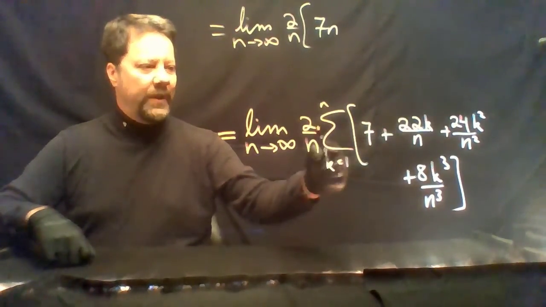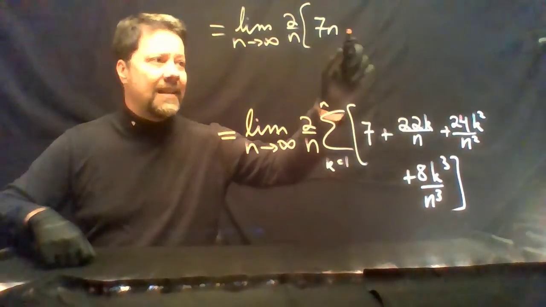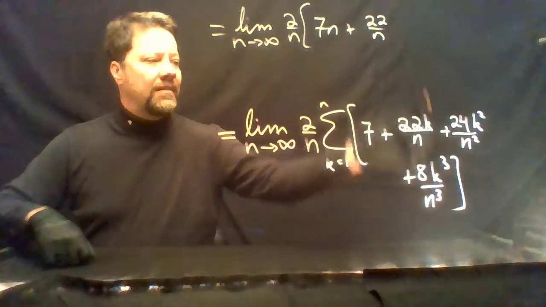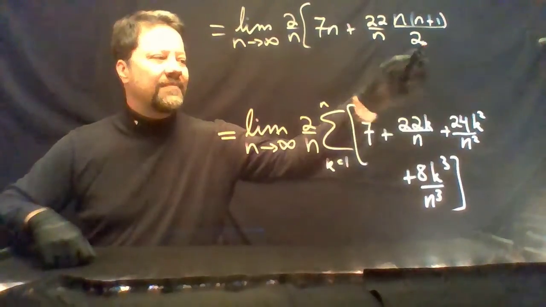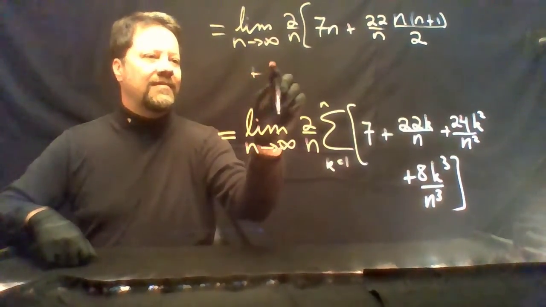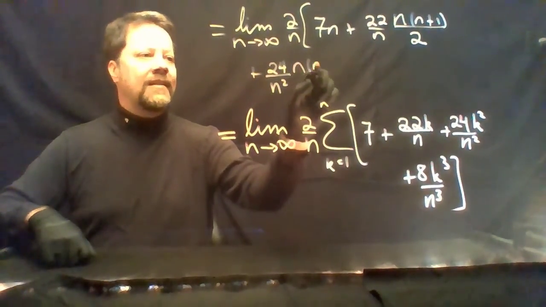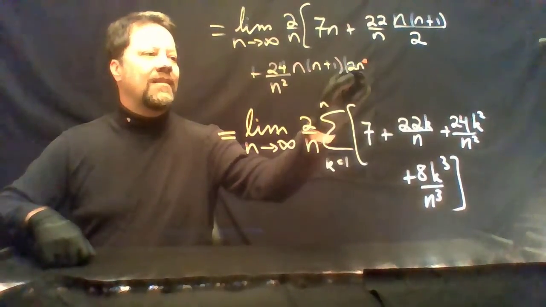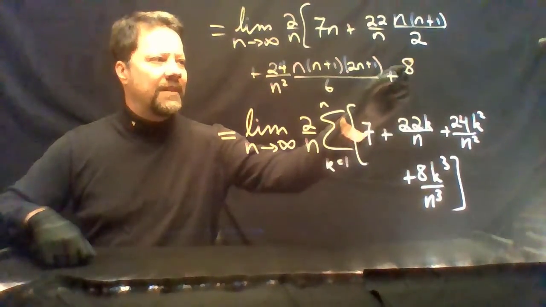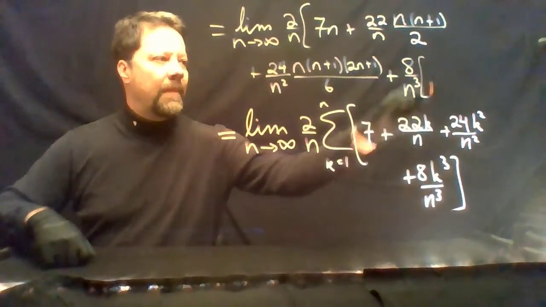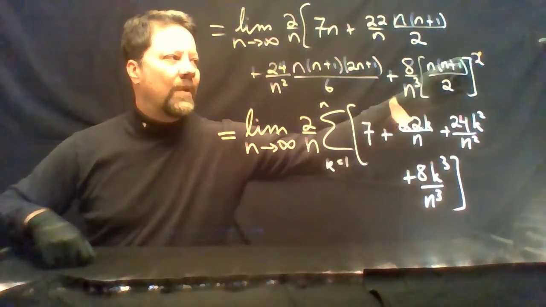On this term, we can break the sum into several pieces. The 22 over n comes out, and we're just adding these k's. When we add up the k's, we'll have n times n plus 1 over 2. On the next term, we have 24 over n squared that factors out. The sum of the k squareds is n times n plus 1 times 2n plus 1 over 6. And on the last term, we have 8 over n cubed times the quantity n times n plus 1 over 2, quantity squared.